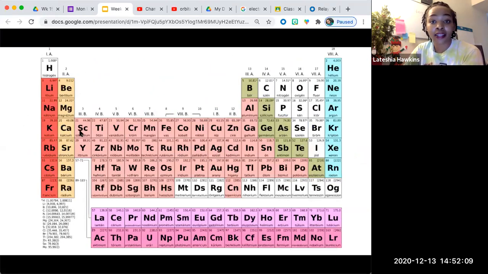You can now write a configuration for any element on this periodic table. You know to start at 1s, read left to right, and write 1s2, 2s2, 2p6, and so on. That address or configuration tells us the location, or the probability of where that electron is within that atom. What the orbital notation will do is just tell us what the spin on that electron is.